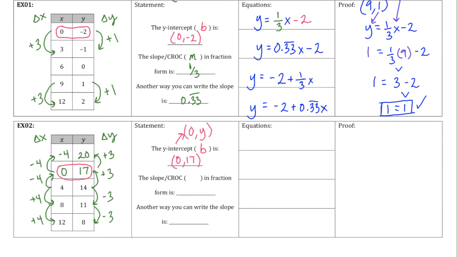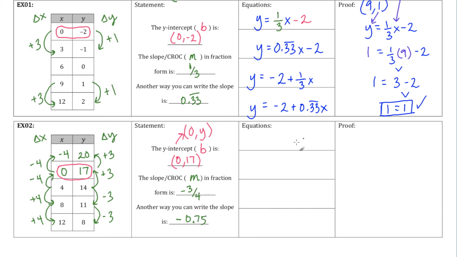And let's identify our slope, which is m. If you see here, it is a negative over a positive, which is a negative 3 over 4. Now, even if you use this other version, you would get a positive over a negative, which would still be a negative. And another way you can write that is negative 0.75.